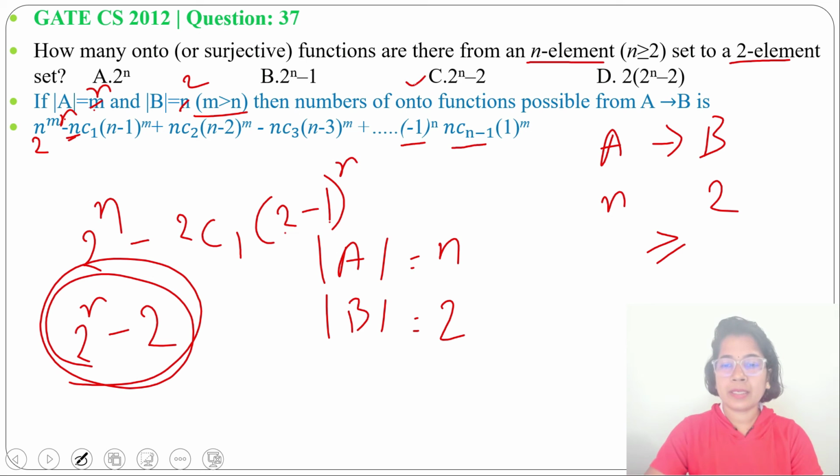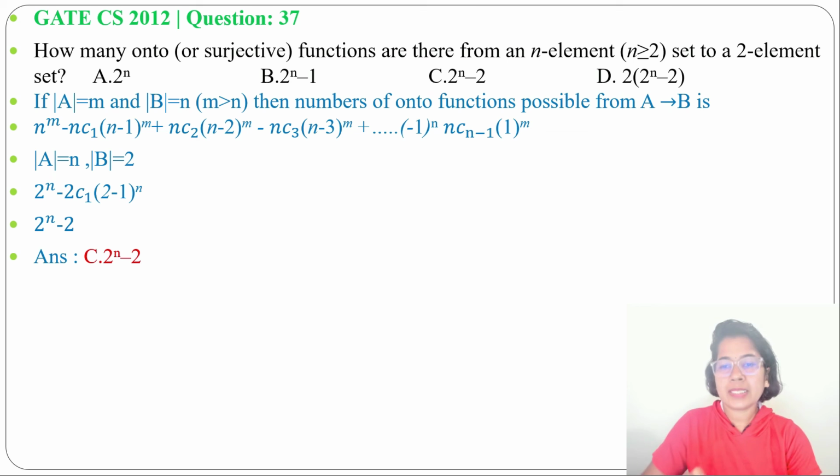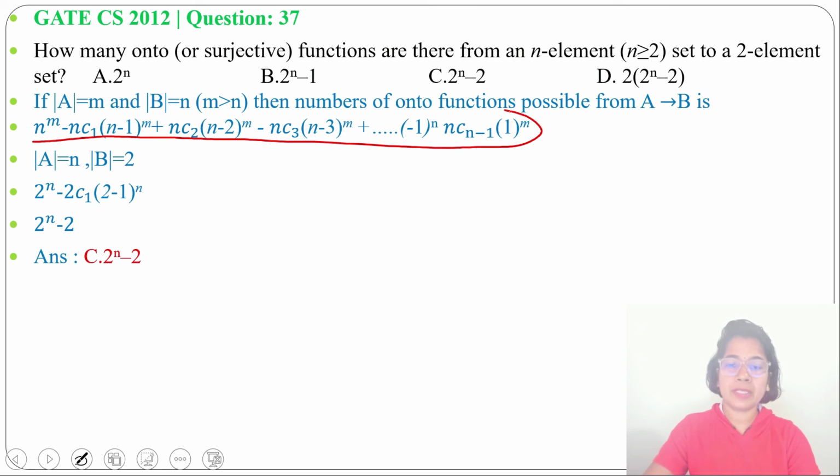It's present in option C. So the answer will be option C, 2^n minus 2. This is an easy question if you know this formula. So remember this formula, I already discussed it during the lecture. Just go through the lecture.